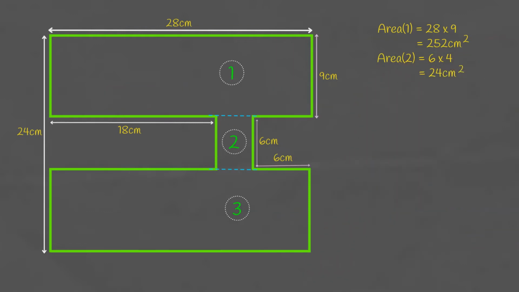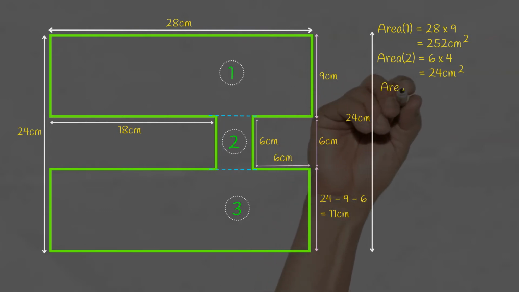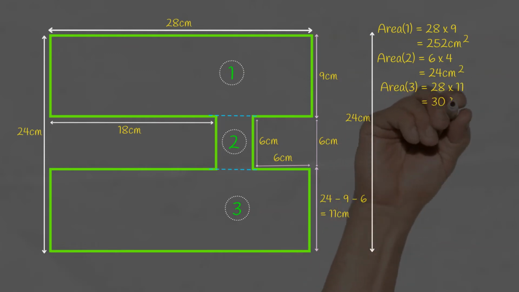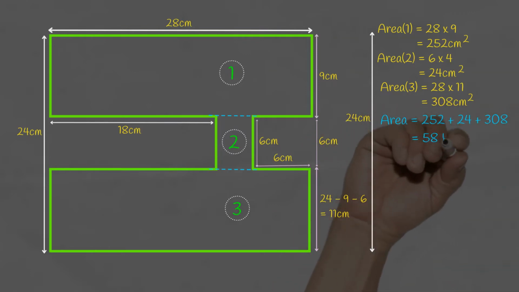And again, for rectangle 3, we have the length, which is 28 centimetres, but we don't have the width. However, we know this distance is 24 centimetres, we know the width of rectangle 1 is 9 centimetres, the length of rectangle 2, this distance here, is 6 centimetres, therefore the width of rectangle 3 is 24 minus 9 minus 6, which is 11 centimetres. And now we can work out the area of rectangle 3, which is 28 times 11, or 308 centimetres squared. So the total area of this shape is 252 plus 24 plus 308, which is equal to 584 centimetres squared.